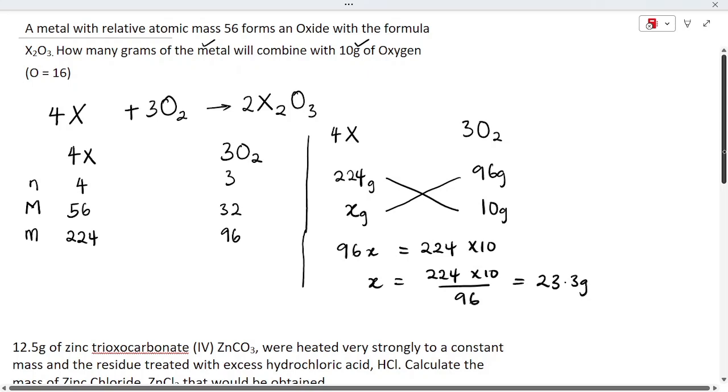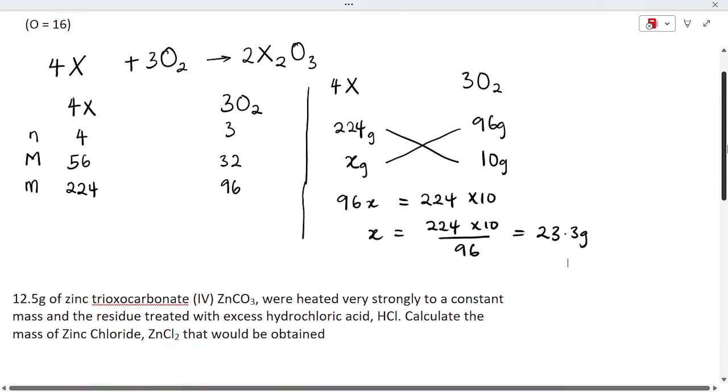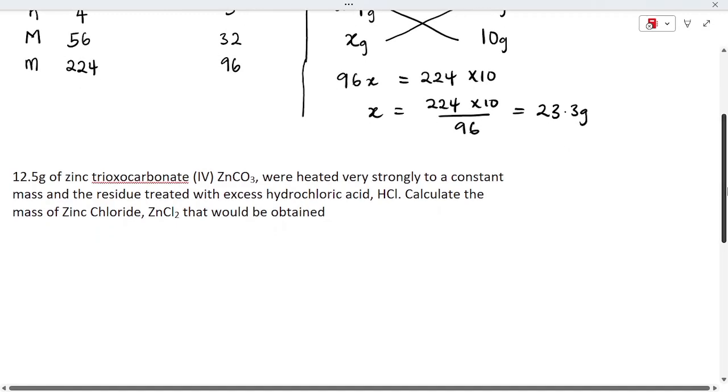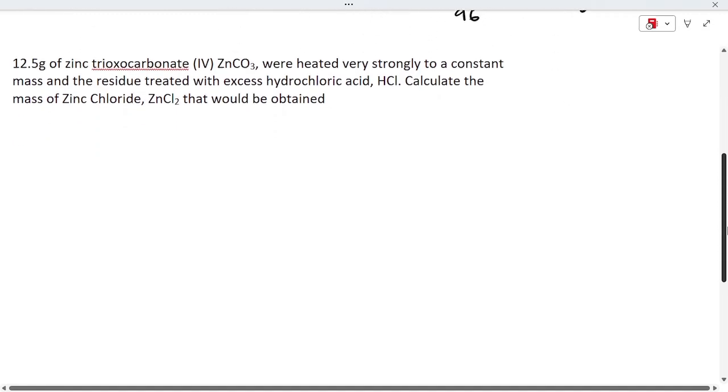So you can see the steps are quite simple. Decide, according to the question, what do you need to solve with? Just the metal and oxygen. Then from the chemical equation, your balanced chemical equation, extract the information that you need: what reacted or what combined. You combine that with the information given in the question, and you simply get your answer.